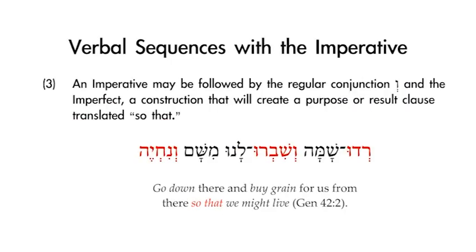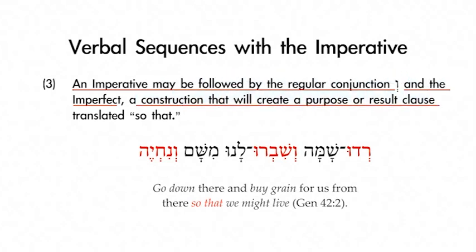Finally, we have our third important sequence. An imperative may be followed by the regular conjunction and an imperfect, a construction that will create a purpose or result clause translated so that. Let's look at our example below. Redu shamah ve'shivru lanu misham ve'nichyeh. Translated, go down there and buy for us some grain from there so that we might live.